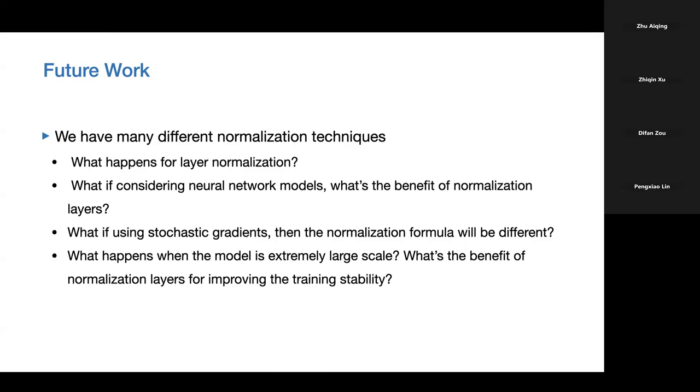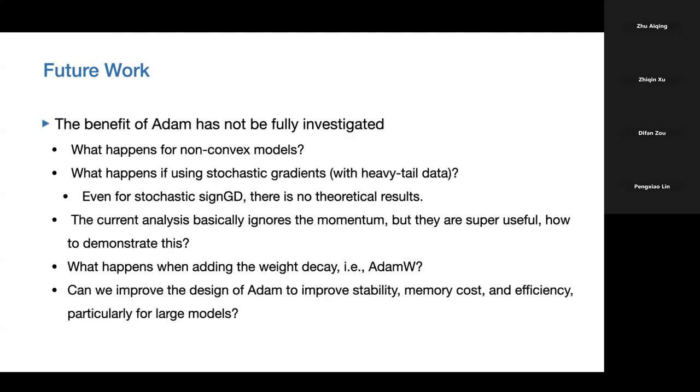And finally, we can also consider extremely large-scale models. It has been observed that by adding many normalization layers, we can make the training of large language models more stable. So can we also prove in a theorem that if we have the normalization layer, the training is more stable? And also about the Adam algorithm, the benefit of Adam has not been fully investigated.